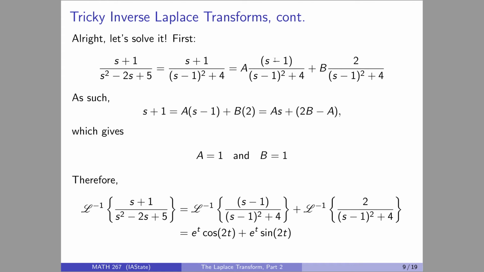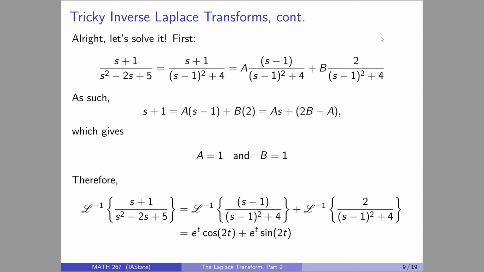It's worth noting that the way I broke it up here, you don't have to do it like how I did it, but I like doing it this way because this thing I know will inverse Laplace to e to the t cosine 2t, because it looks like cosine 2t, but the s axis has been translated. There's been this translation in the s variable. Same thing over here. It breaks up nicely and inverse Laplaces beautifully, and that's the story.